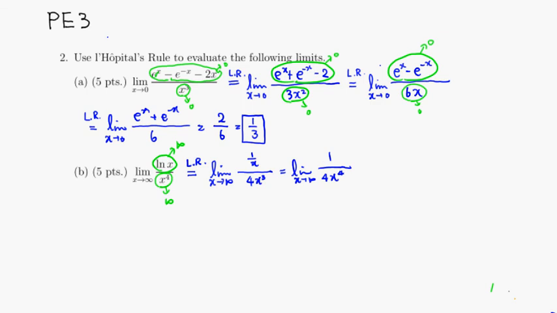Now we know that the denominator actually goes to infinity. The numerator stays the same. 1 over infinity is 0. So 0 is the limit for part B.